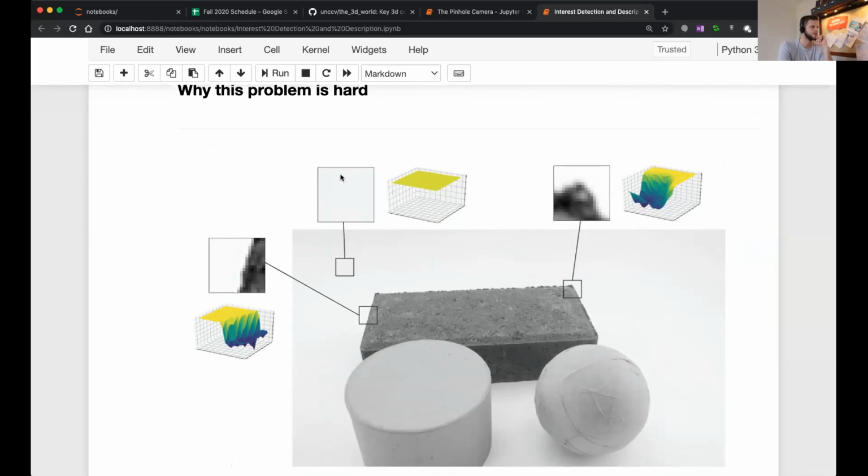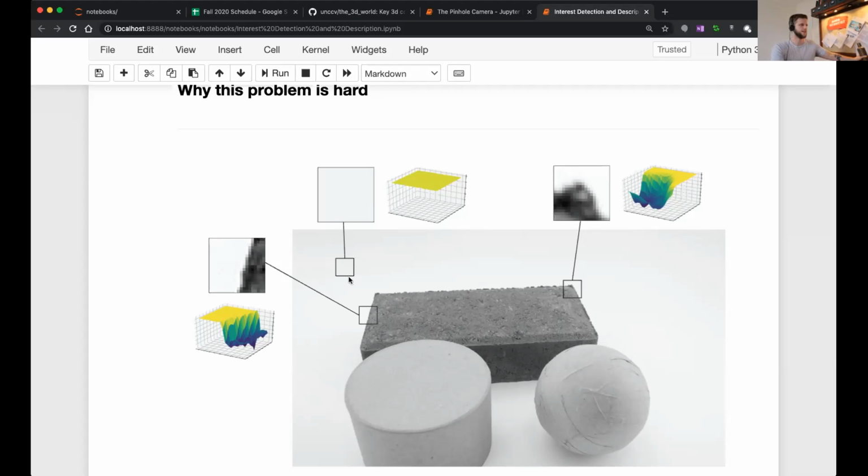So throw it in the chat window. Would it be this one that's kind of on the white surface? Would it be this point that's on the edge? Or would it be this point on the corner, right? Which one of these 3 do you think would be easiest to follow from image to image if your camera or your subject was moving? What do you think? Corner, white area, or edge? Yeah, corner. So a lot of people say corner. Yeah, totally. So the answer is corner.